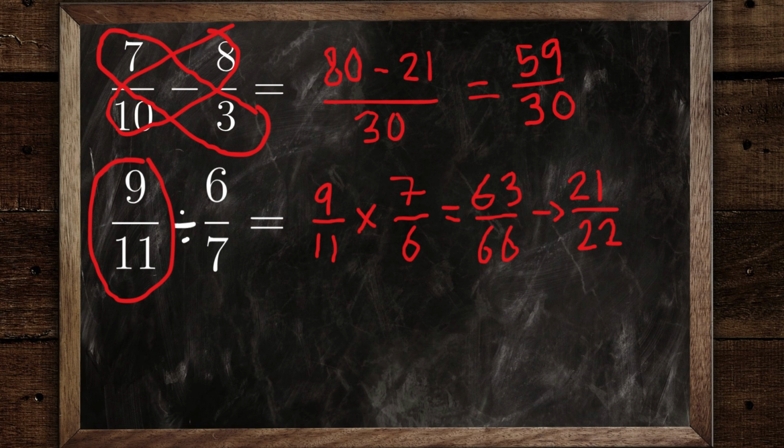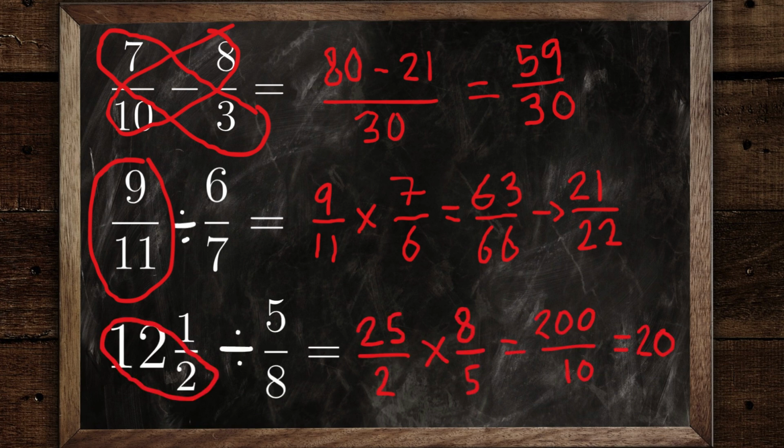And the final question is 12 1 over 2 divided by 5 over 8. So the first step we need to do is convert this mixed number into an improper fraction. So for 12 1 over 2 as an improper fraction, we first multiply the whole number by the denominator, which is 12 times 2, which gives us 24, and then add the numerator, which gives 25. And if you remember previously, the denominator stays the same. So it will be 25 over 2.